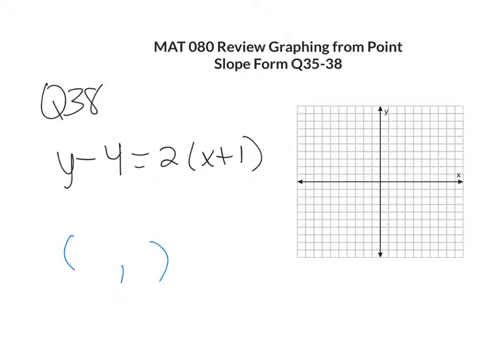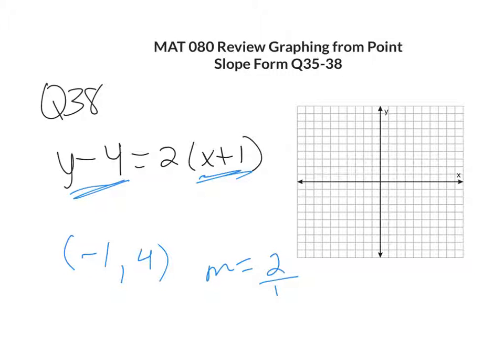Okay, we have our point. X is with x. Opposite sign. Y is with y. Opposite sign. So that's a positive instead of a negative. And then slope's the last number. Since it's a whole number, we're going to place it over 1.